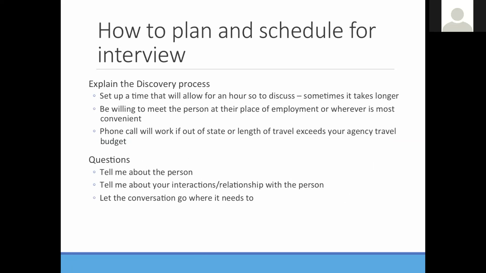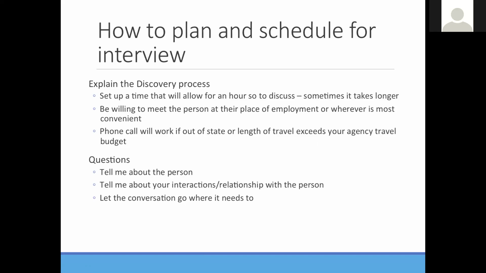So how to plan and schedule for the interview. So you want to say, hey, we had this home visit and would it be okay if I follow up with you? And if we plan for an hour or so to chat, you can meet over lunch, you can meet for coffee, it can be over the phone if maybe they live in a different area of the state or even out of state. And you want to say, I'm here to learn about Joe. And I know that you know him incredibly well, being his sister, and I want you to just tell me about who he is.